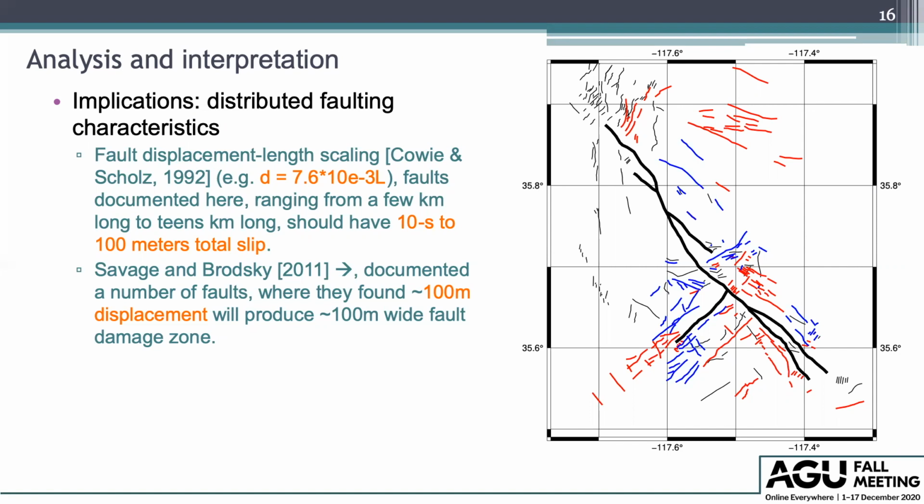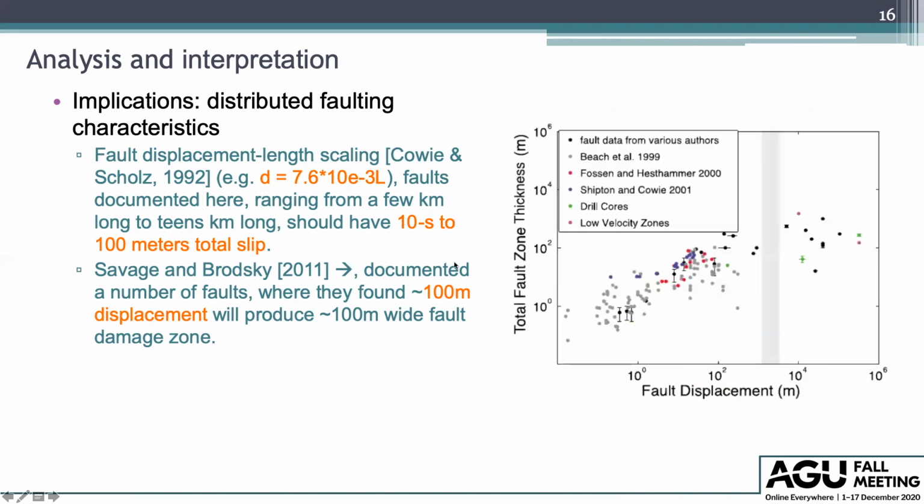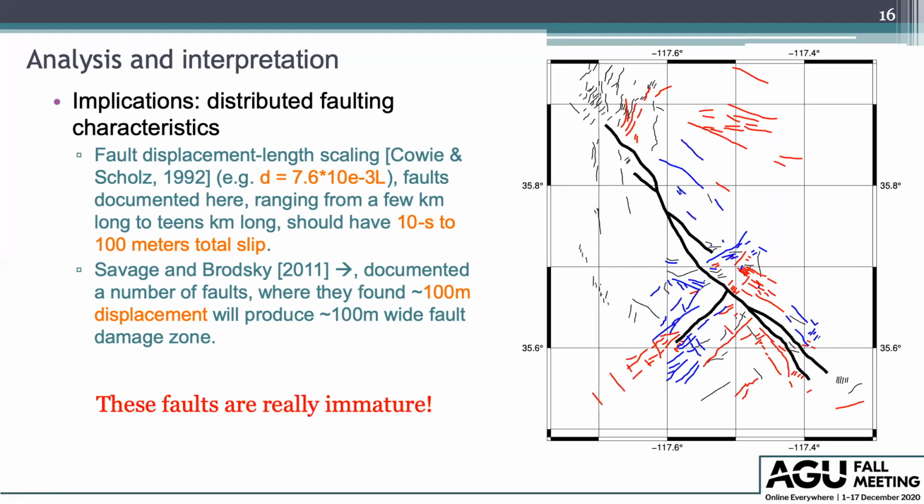There are some interesting characteristics you could derive from the observations of these faults. But firstly, these faults must be very young, or to be more exact, immature. If the fault displacement and length scaling applies to our scenario, most of the faults we observed are a few to tens of kilometers long. Thus, the historic slip will be 10 to 100 meters. Also, Savage and Brodsky found this relation between total fault slip and fault damage zone width, where 100-meter total slip will produce roughly 100-meter wide fault damage zone. Thus, surrounding the Ridgecrest rupture, these faults are quite immature.